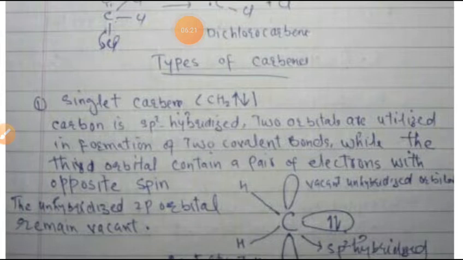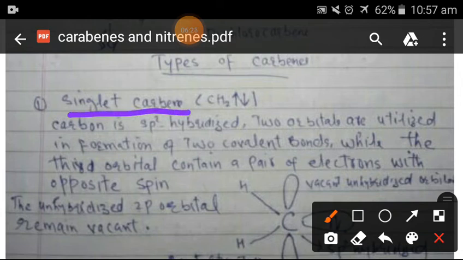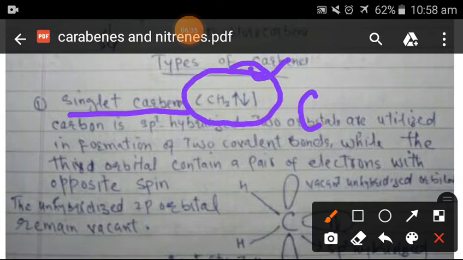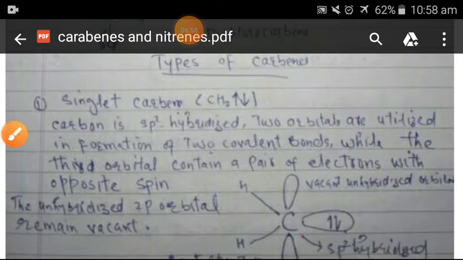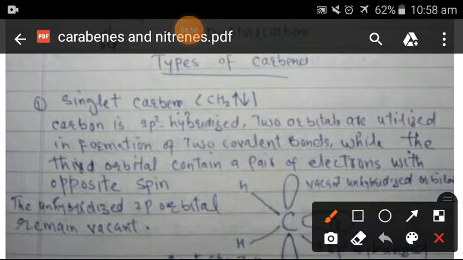So there are different types of carbenes. One of them is the singlet carbene and another is the triplet carbene. The singlet carbene can be represented as CH2, with carbon attached to two monovalent atoms and an electron pair, that is, both electrons are present in the same orbital with opposite spin. Clear? So in this singlet carbene, the carbon atom is sp2 hybridized.